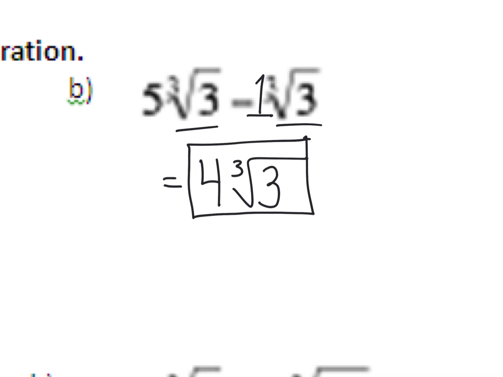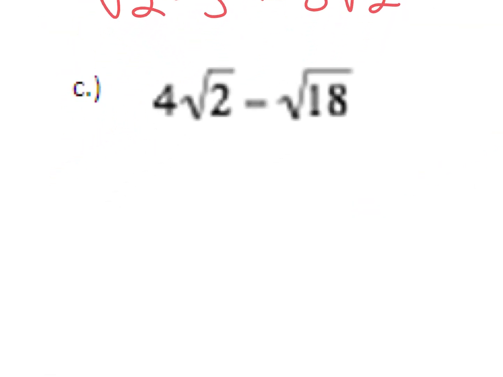Okay, questions about that one? Notice no work, which is an option. I get sometimes there won't be work, but not on the next one. All right, we got 4 square roots of 2 minus the square root of 18.